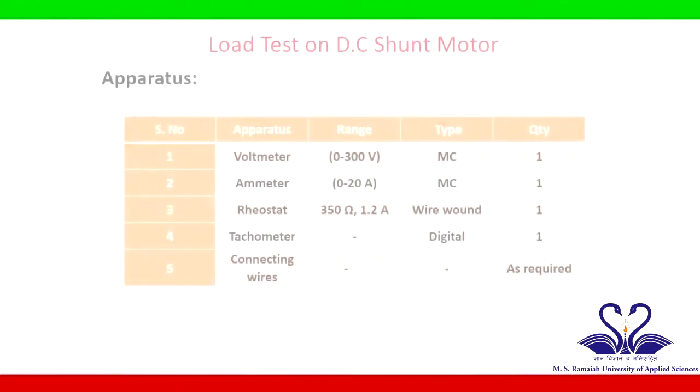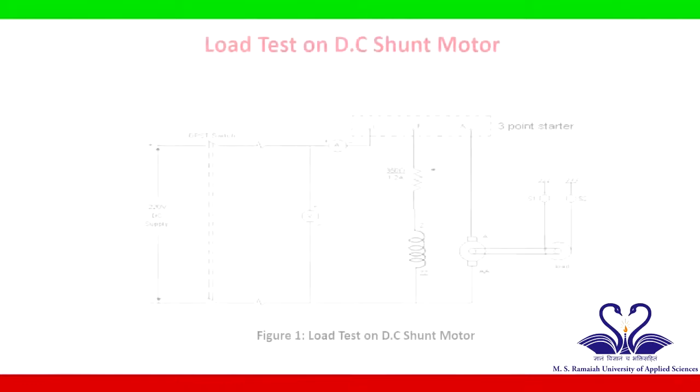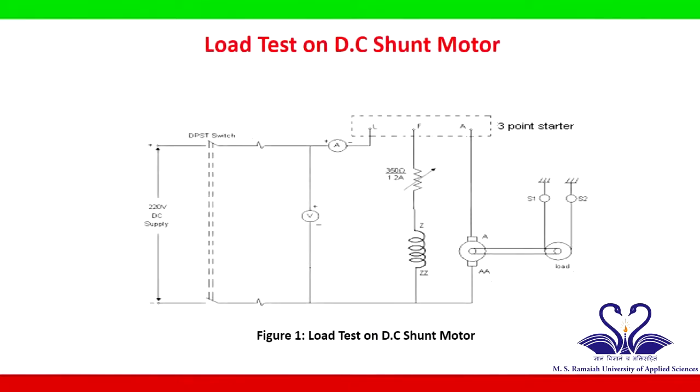To conduct this experiment, we need DC motor setup, 1 voltmeter and 1 ammeter with suitable ranges, rheostat, mechanical load arrangement, digital tachometer, and connecting wires. This is the experimental setup of load test on DC shunt motor.